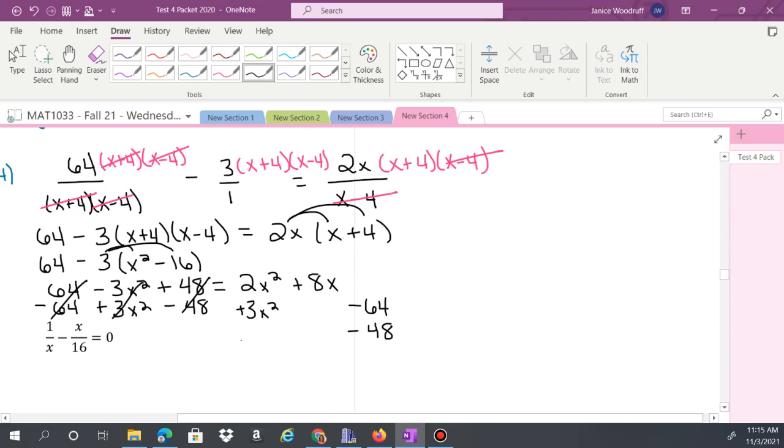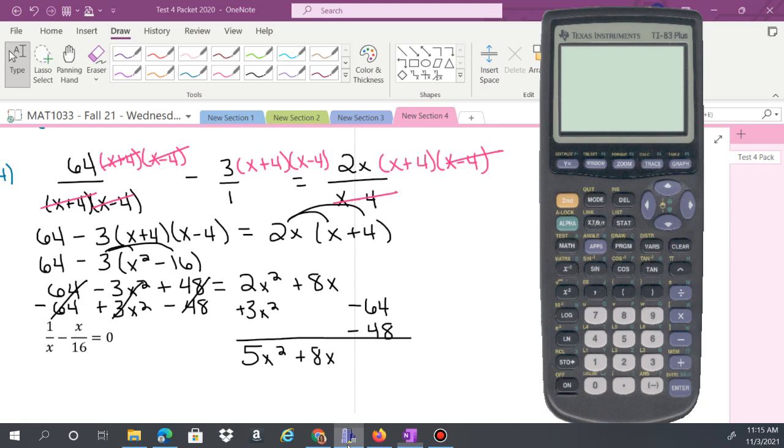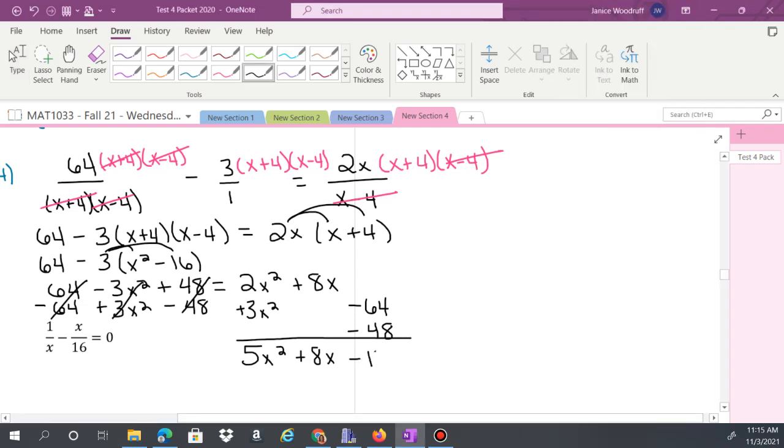Okay, so if I look here, this is what I have. 2x squared plus 3x squared will give me a 5x squared. 8x will come down. And then I have negative 64 minus 48. That is going to give me negative 112. And then on this side, you have 0. So we have to solve that. We've got everything to one side.